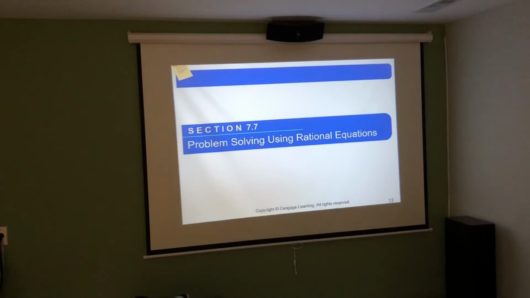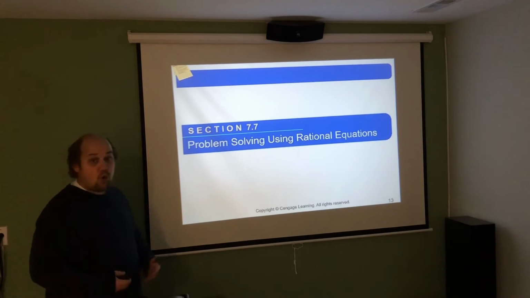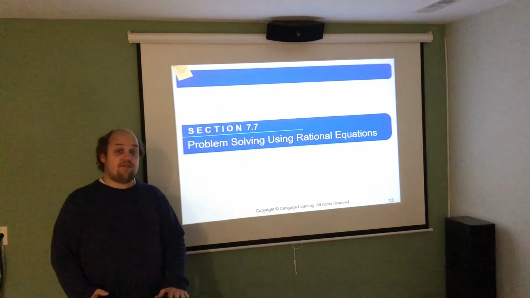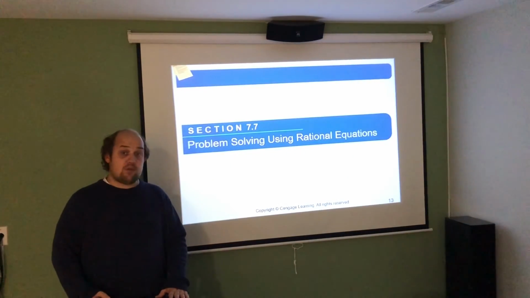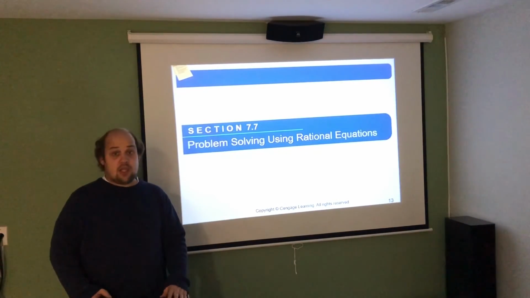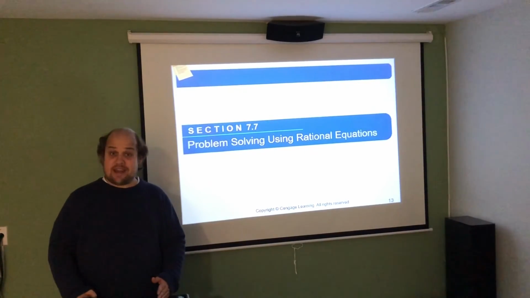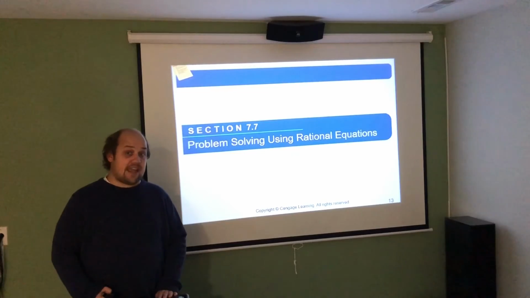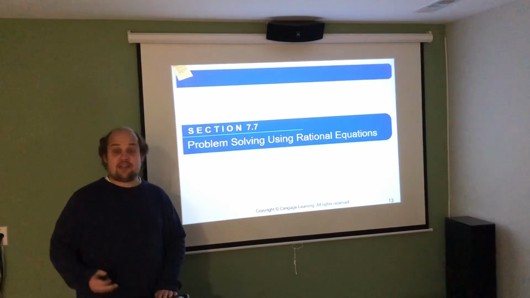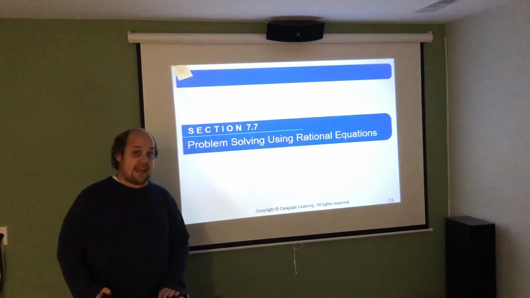Section 7.7 applies these methods of solving rational equations to word problems. We're going to focus on a very specific type of word problem, which I call a work problem. In a work problem, we're going to have two people who can do the same task at different rates, and then we're going to ask them to work together and try and solve how long it would take to do the task if they work in tandem.